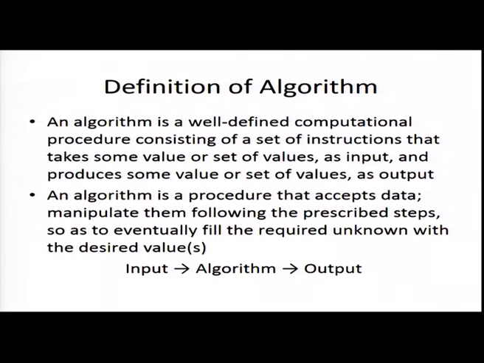Now let us see the definition of an algorithm. What does an algorithm state? An algorithm is a well-defined computational procedure consisting of a set of instructions that takes some value or set of values as input and produces some value or set of values as output. An algorithm is a procedure that accepts data and manipulates them following the prescribed steps so as to eventually fill the required unknown with the desired value or values.